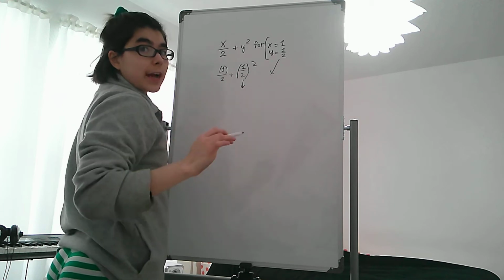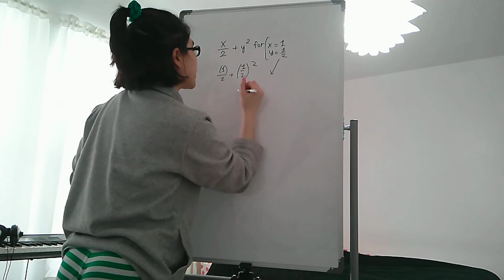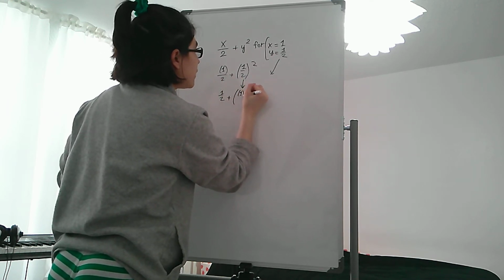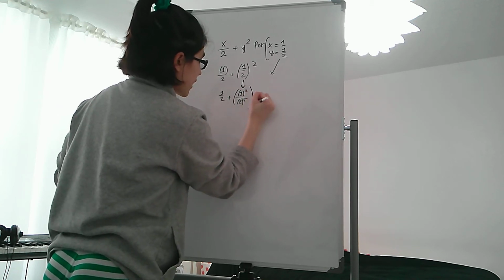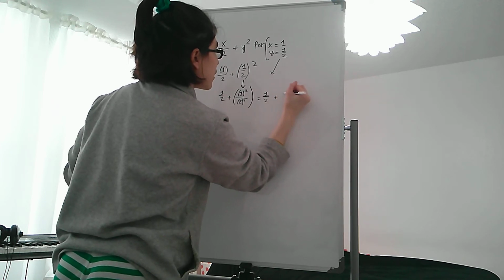Whenever you have a fraction raised to a power, you're going to raise both the numerator and the denominator to that power. So what that means is we're going to have 1 squared over 2 squared, okay? So that simplifies to 1/2 plus 1/4.